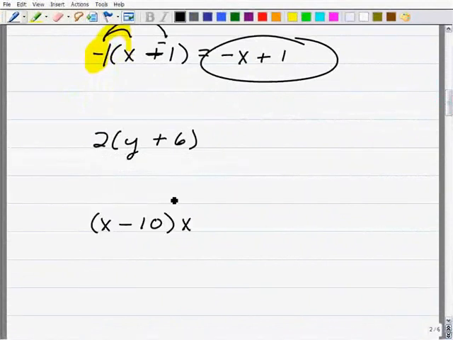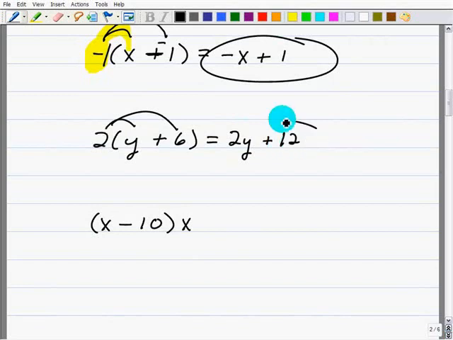Let's take a look at these last 2 problems. Hopefully these are pretty easy now. 2 times y, 2y, plus 2 times 6. 2 times 6 is 12. And at this point, there's nothing more you can do. This is simplified as far as you can go. You can't add a 2y plus a 12. We're going to be talking in later videos about how to combine like terms and what that means, but just take it from me for now that this is as simple as this can go.